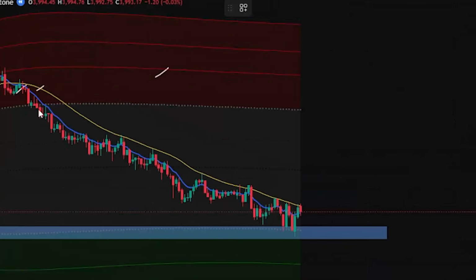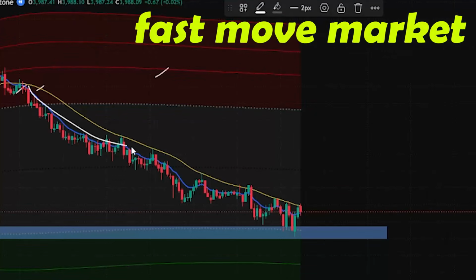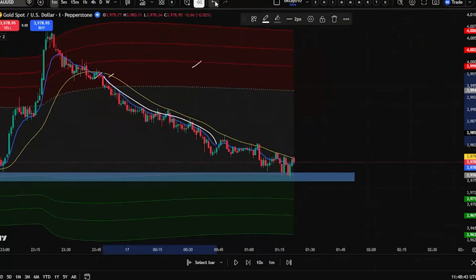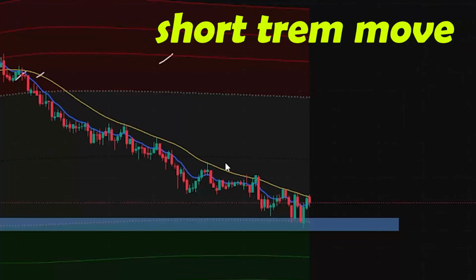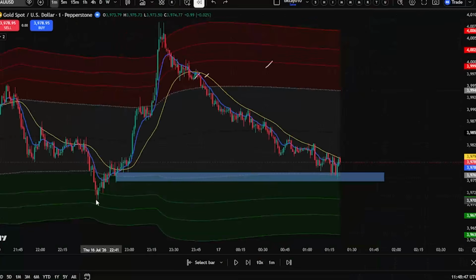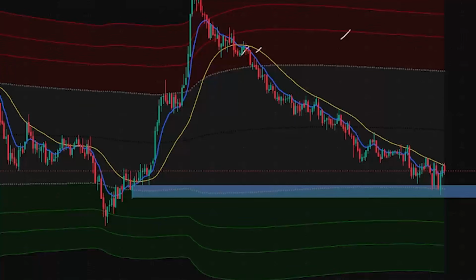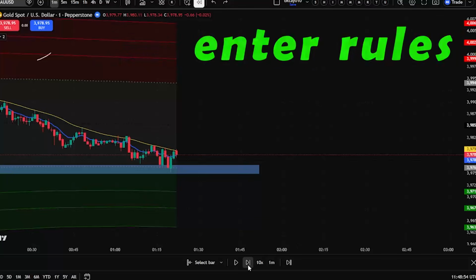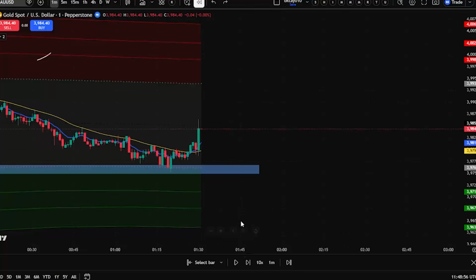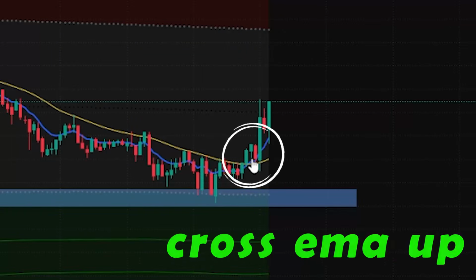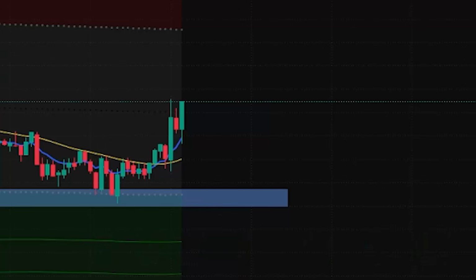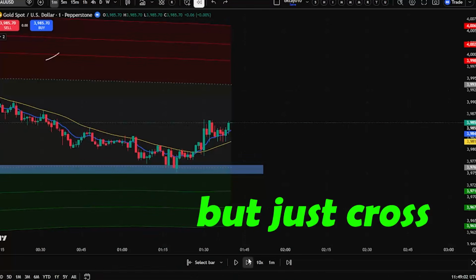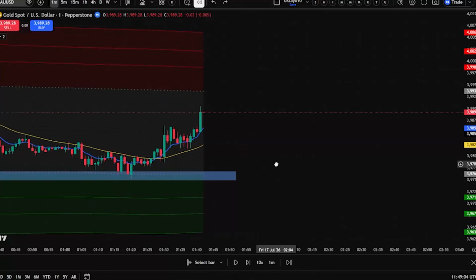The indicators we used: first, EMA 9 to detect fast price movements, second, EMA 21 to identify the short-term trend direction, and third, VWAP, which acted as our main filter to reduce weak and counter-trend trades. Now the entry rules. For a buy trade, EMA 9 must first cross EMA 21 upwards. But just crossing is not enough. The price should be above VWAP to ensure that buyers have more control over the market.